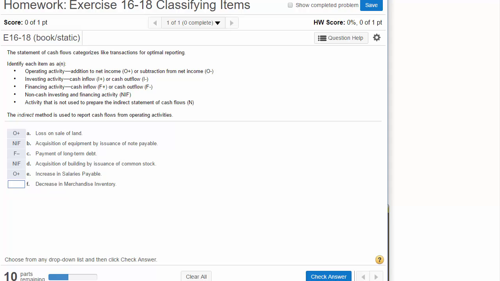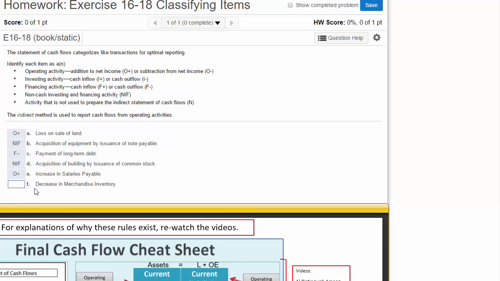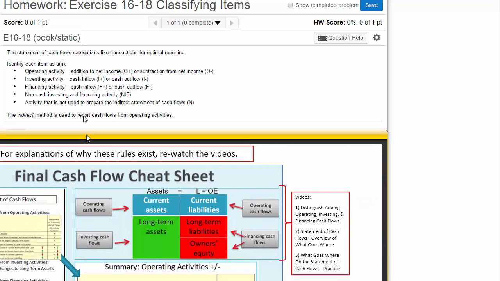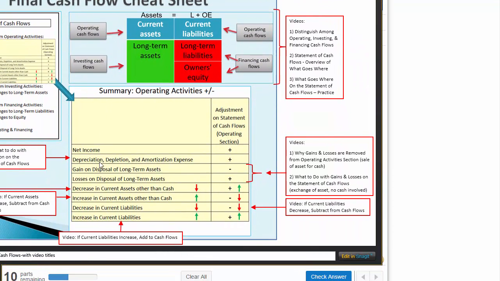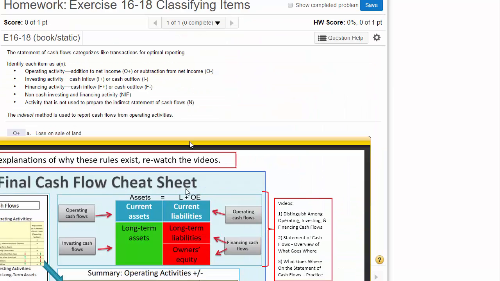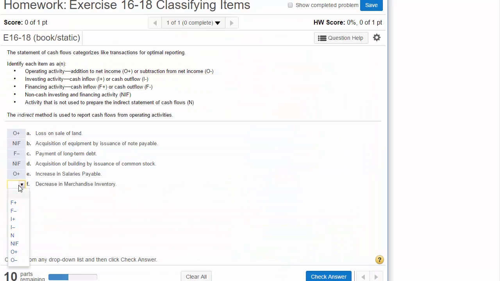Next one, we have a decrease in inventory. This one, we shouldn't even need our cheat sheet. If inventory decreased, what happened in the first place? We must have sold our inventory. If we sell our inventory, what happens to cash? Cash goes up, so it's going to be a plus. And which section do changes in current assets go into? The operating section. So that's an O plus.